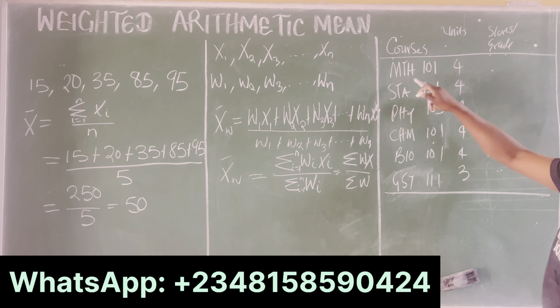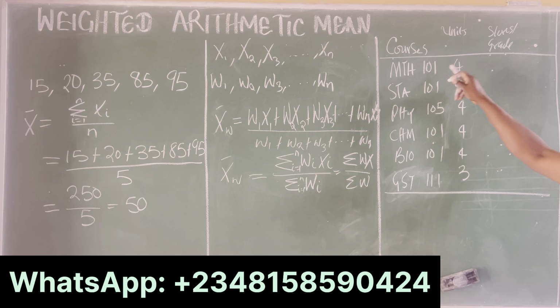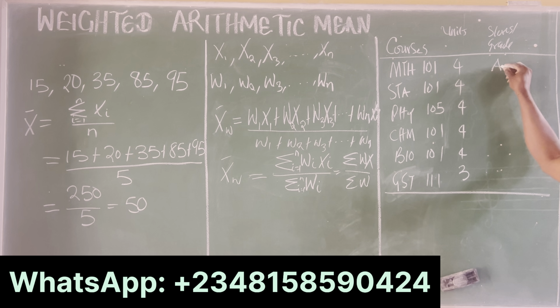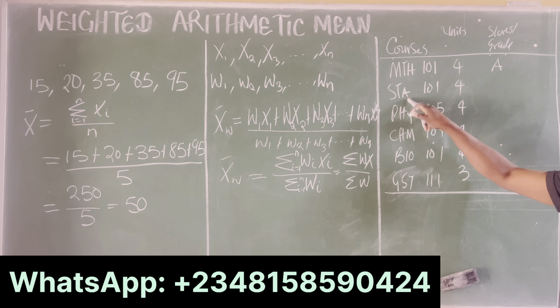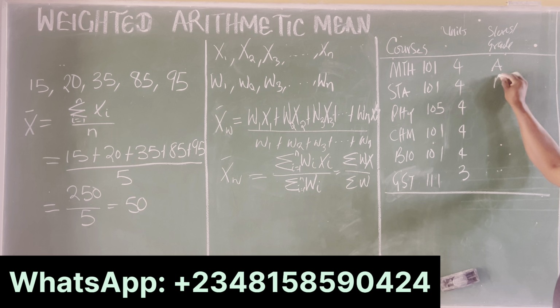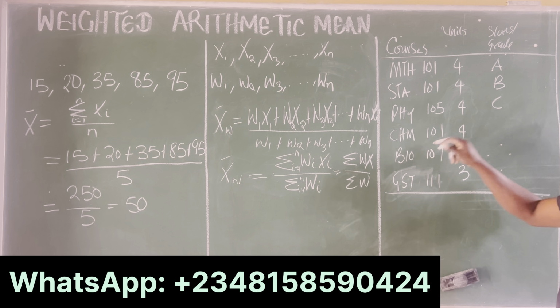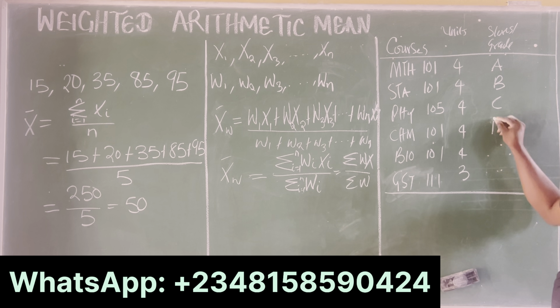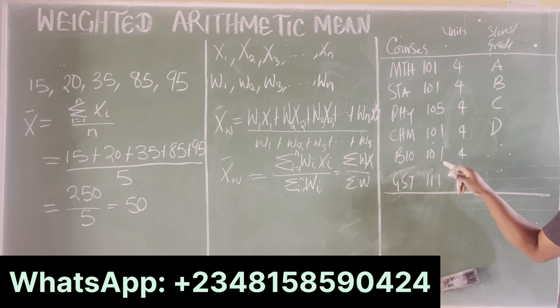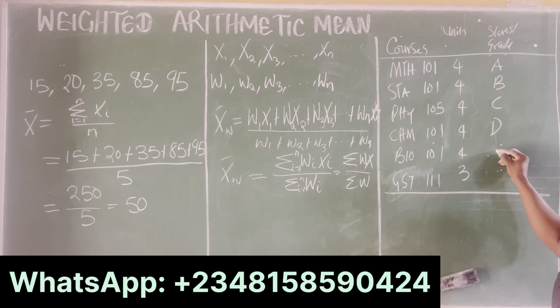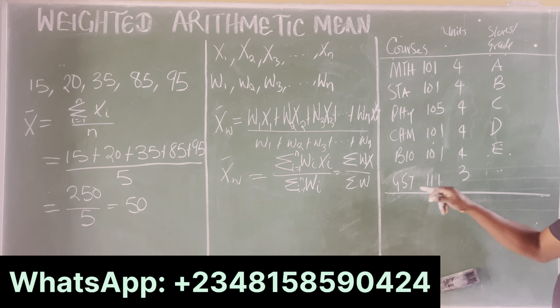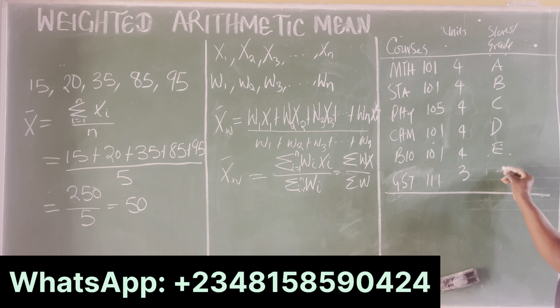That the scores in Maths 101, that is 4 units, the students scored A. In Stat 101, the students scored B. In Physics 105, the students scored C. In Chemistry 101, the students scored D. In Bio 101, the students scored E. And in GST 111, the students scored F.